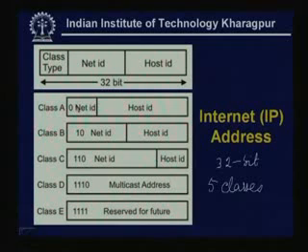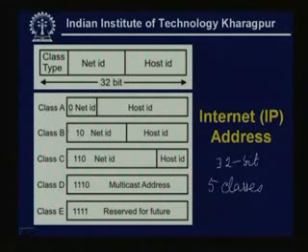For example, if the first bit is 0, then it is a class A address. If the first bit is 1 and second bit is 0, then it is a class B address. If the first bit and second bit both are 1 and third bit is 0, then it is a class C address. And if the first 3 bits are 1 and the fourth bit is 0, then it is a class D address. And if the first 4 bits are all 1, then it is a class E address. So we can see, apart from this class, the remaining part is divided in 2 fields. One is known as network ID, another is host ID.